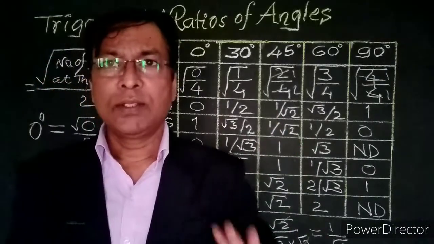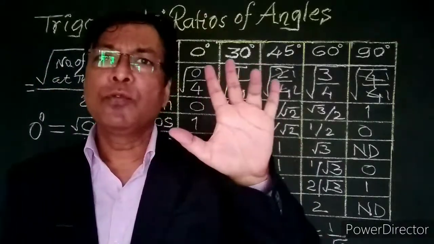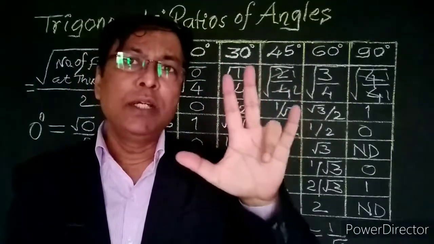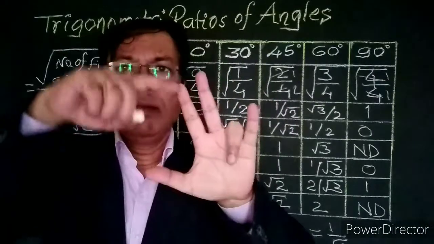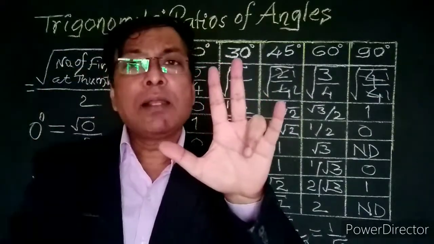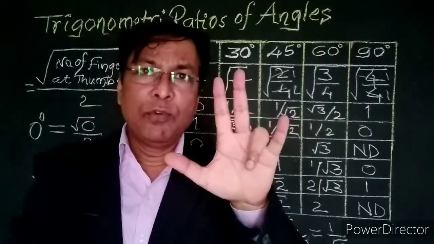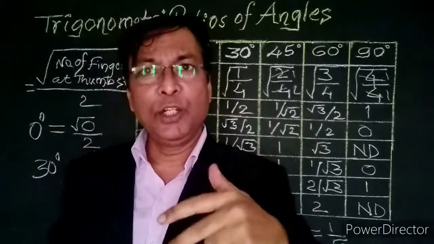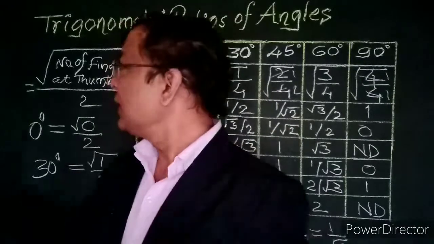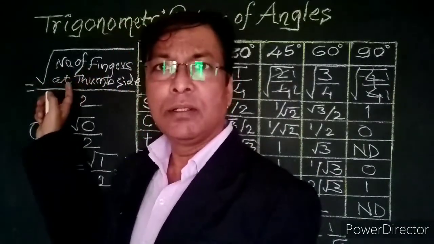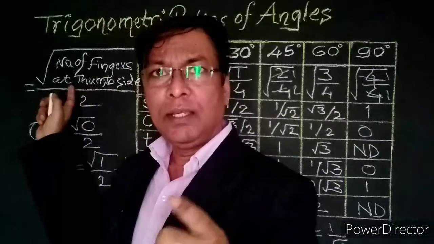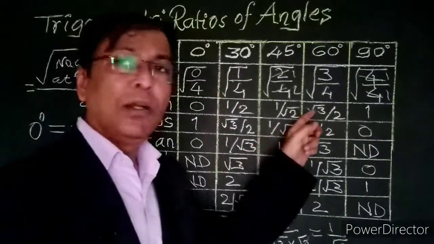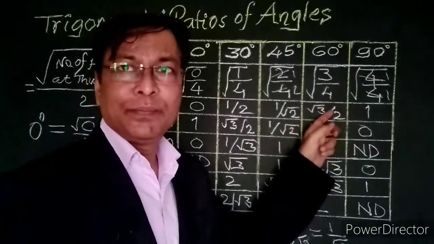To find sine 60 degree, we have to fold the ring finger. When we fold the ring finger, 3 fingers are at the thumb side. Therefore, in the square root sign we have to write 3, and in the denominator we have to write 2. That is the number of fingers at the thumb side, 3, divided by 2. That means for sine 60 we get root 3 upon 2.